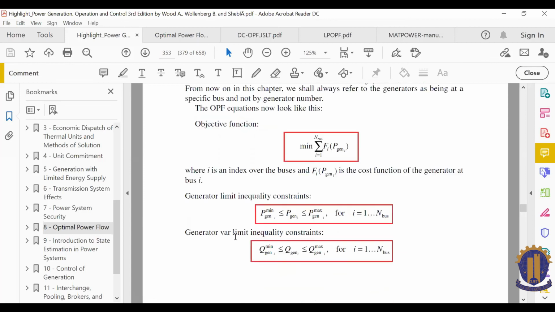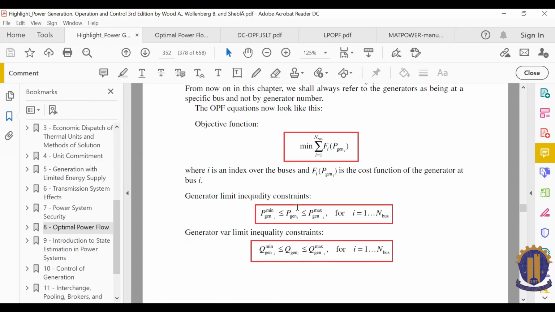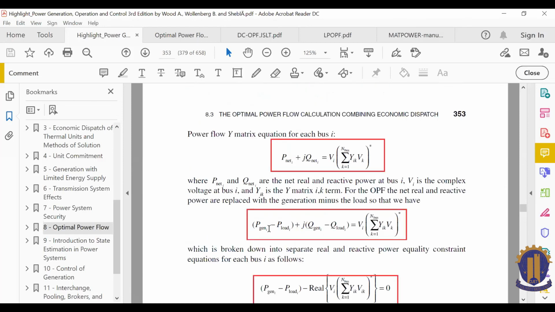Generator var limit. Var limits mean reactive power. There is some reactive power generation limit for each of the generators. So this is the reactive power generation limit. Power flow Y matrix equation for each bus I. This is the power flow in the network.